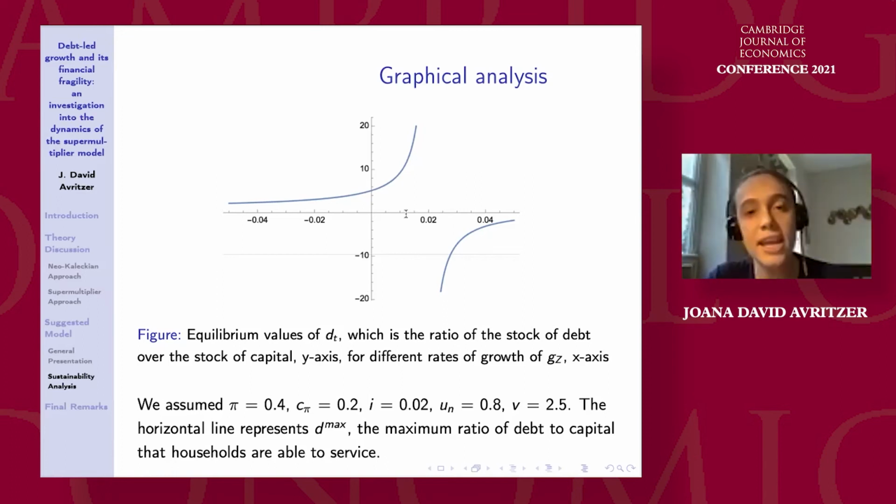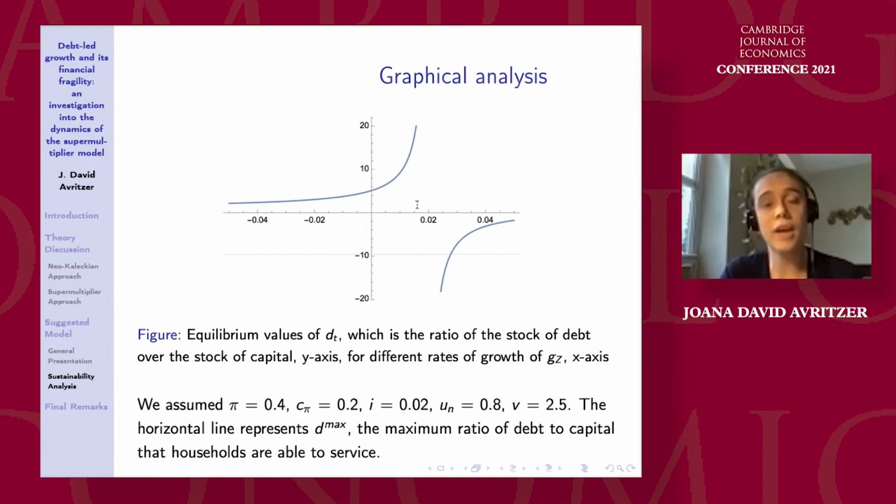And what we observe is that for positive rates of growth of the economy that are not too high, we observe that this ratio, the fully steady state position, will require households to accumulate a level of debt that goes beyond their Dmax, which is the maximum amount of debt that they can actually service. So if we have very feasible rates of growth in this economy, we will require households to accumulate a level of debt that is not financially sustainable from their perspective.